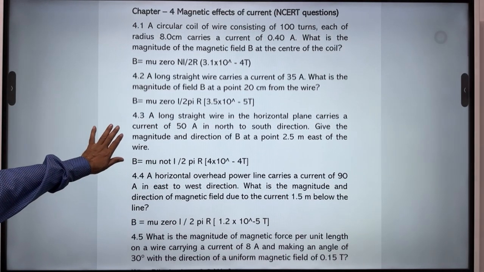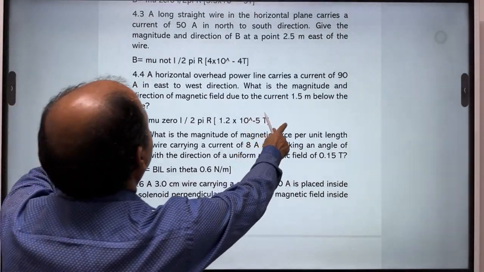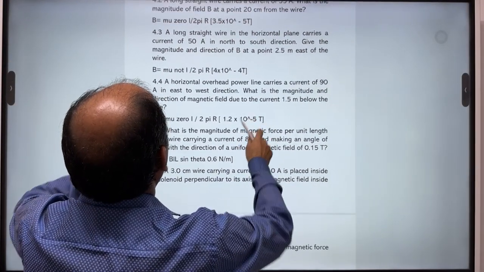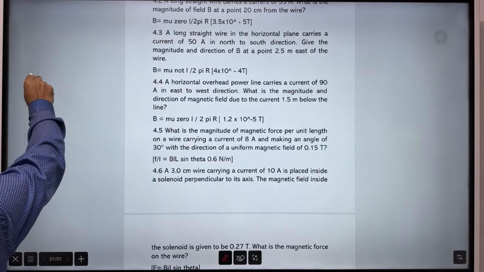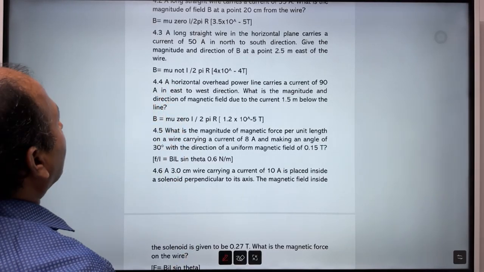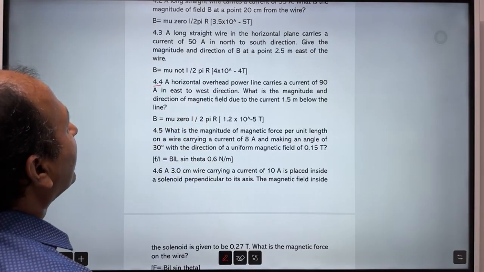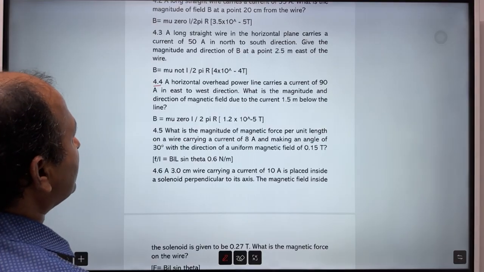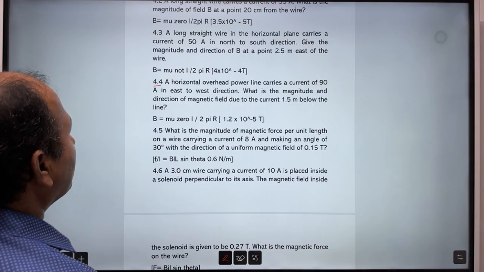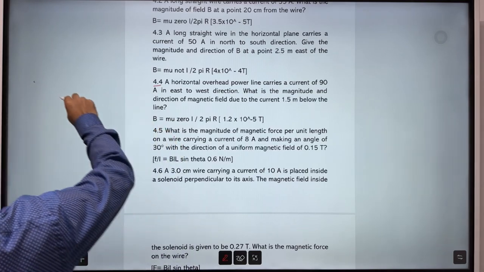Question number 4. Question number 4 says: a horizontal overhead power line carries a current of 90 ampere in east to west direction. What is the magnitude and direction of the magnetic field due to the current 1.5 meter below the line?